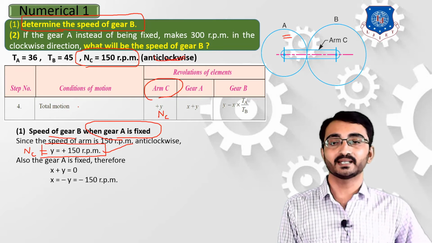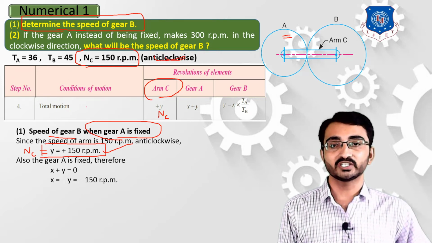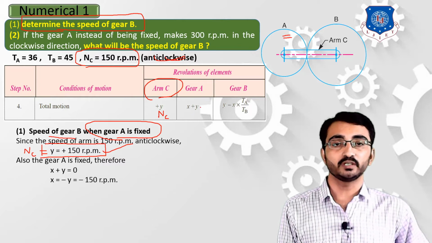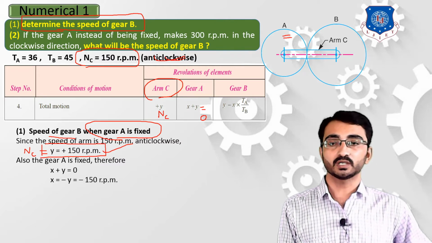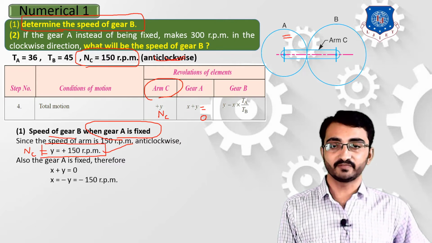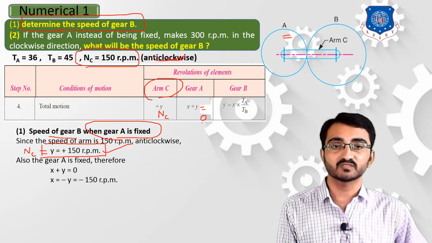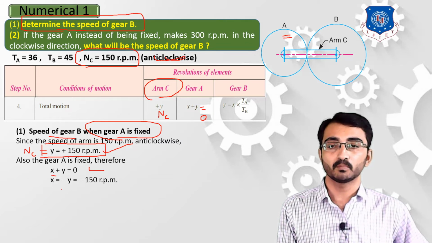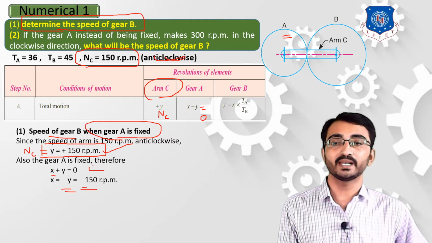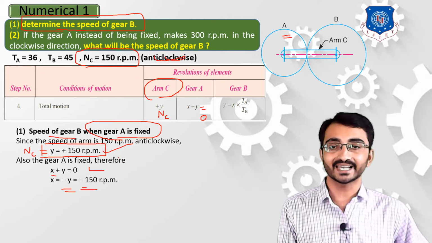Now the second condition is that gear A is fixed. If gear A is fixed, then in that condition x plus y will be 0. So putting x plus y equal to 0 in our final equation, we have achieved that y is equal to 150. So we can say x is equal to minus y, and that is equal to minus 150. So we have two values, the value of x and the value of y.